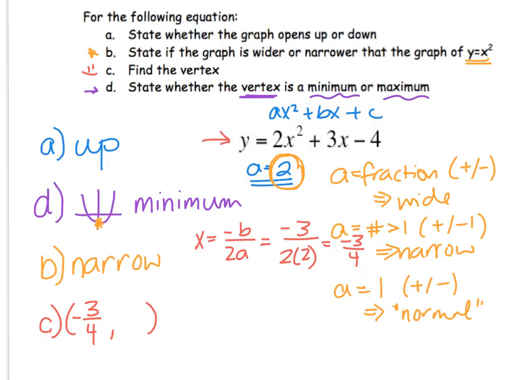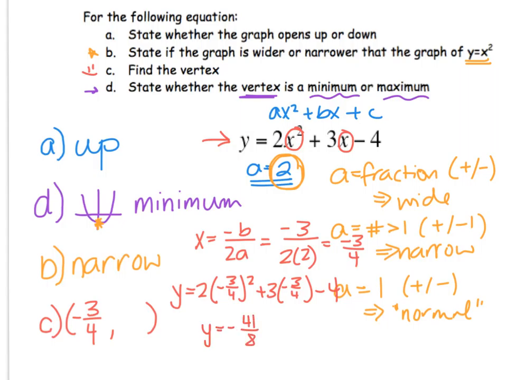I then plug that in for my x's, and I can solve for the y. So y equals 2 times negative 3/4 squared plus 3 times negative 3/4 minus 4. Notice I'm being careful with parentheses. And when you simplify, you should get that y equals negative 41 over 8. If you want to change it to a mixed number or decimal, that's totally fine, as so is negative 41/8.